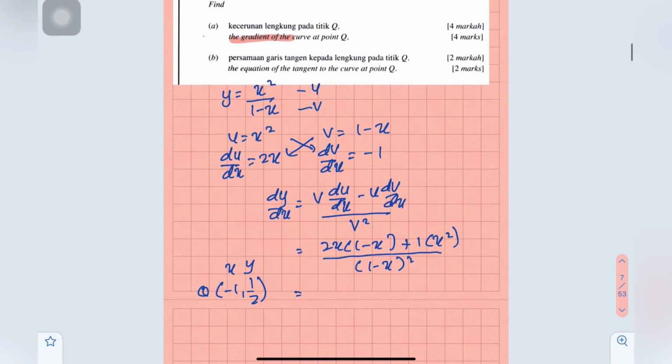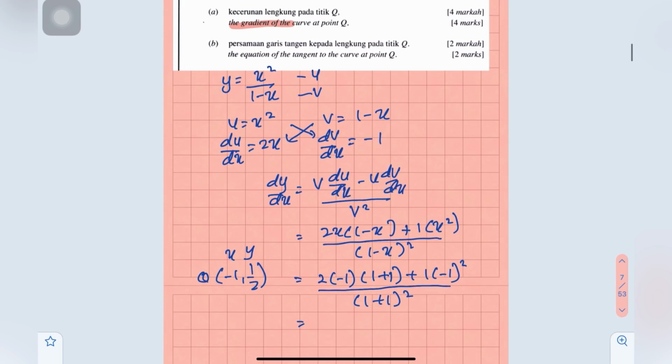Okay, so then substitute x equals to negative 1, sorry. So, 1 minus, so plus 1 plus 1, negative 1 squared. Nak simplify boleh juga, cuma buang masa je lah. 1 plus 1 squared. Okay, so the answer is berapa ni? Negative 4 plus 1. So, negative 3 over 4. So, tu dia punya gradient of the curve at point Q. Okay, this one question A. Question B, find the equation of the tangent to the curve at point Q.